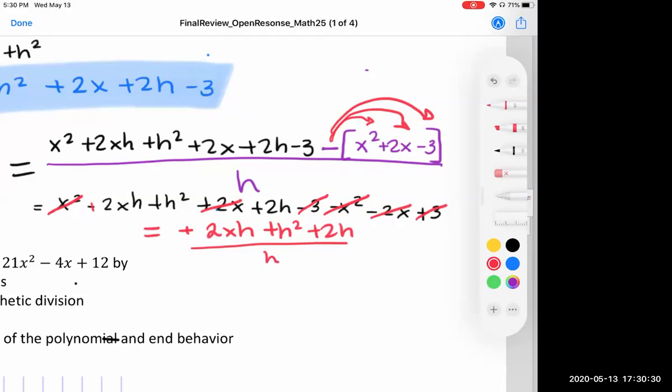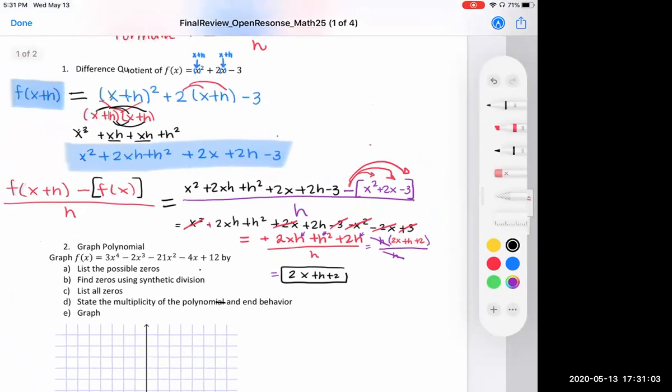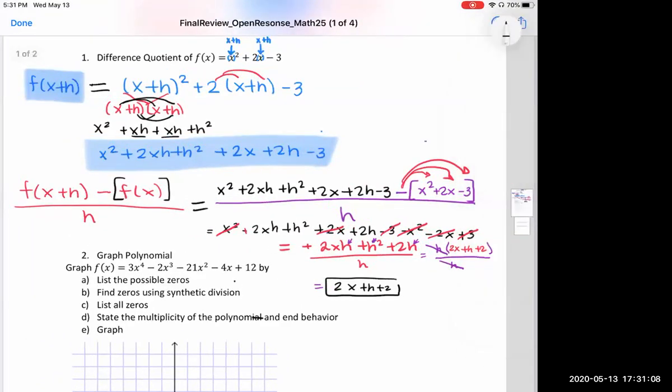Now the goal here is to factor out h. We see we have an h on each one of our terms. Let's go ahead and factor out an h so that we're left with 2x plus h plus 2, all over h. Our h's can now divide out, and our final answer is 2x plus h plus 2. And that's your difference quotient.